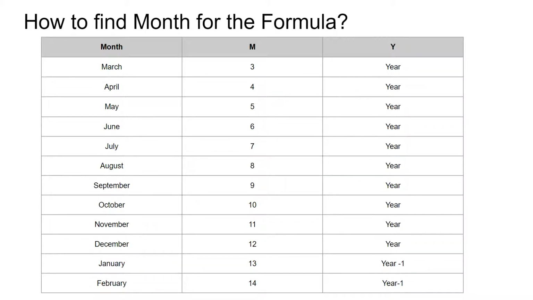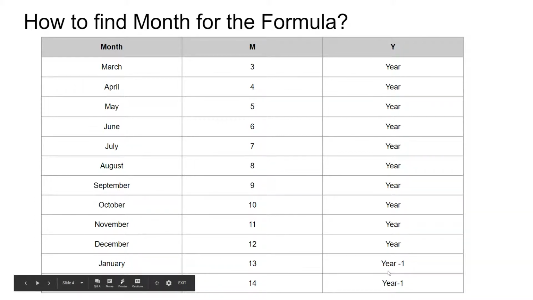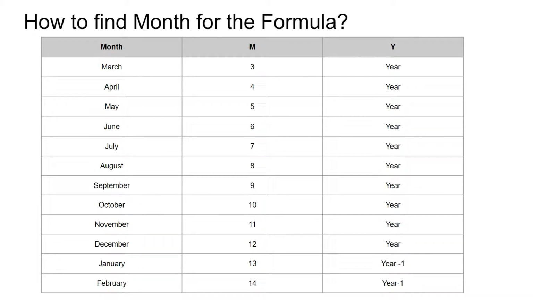You can see that for Jan and Feb the year is also year minus 1. So if you're talking about January 2019, the year is going to be 18 there, and the value of M will be 13 because it's January.